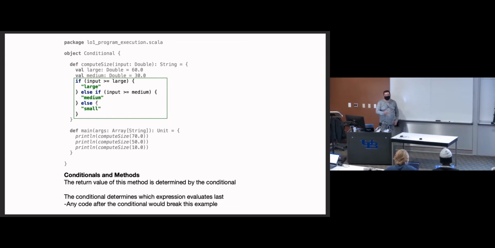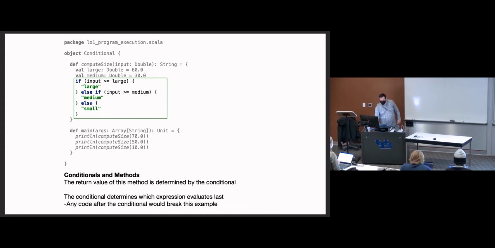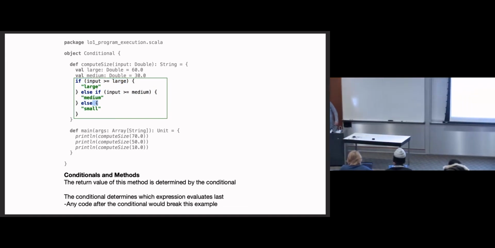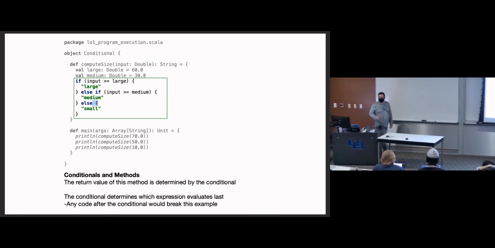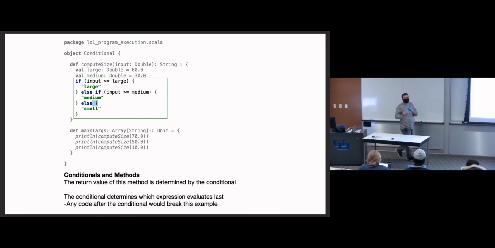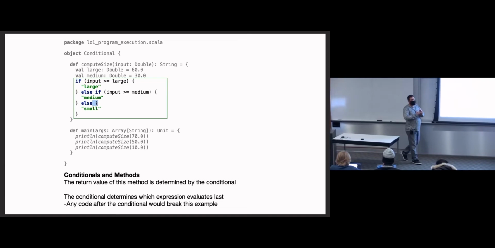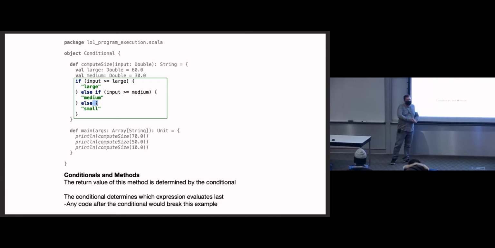Your return type is any. Expected string, got any. It's going to be really mad at me. That's because Scala doesn't know any better. It's going to say it's technically possible for this to be false, for this to be false, and for input less than medium to also be false. And if all three are false, we never evaluated an expression that resolves to a string. Therefore, we did not return a string.